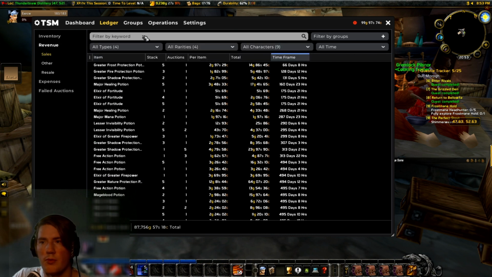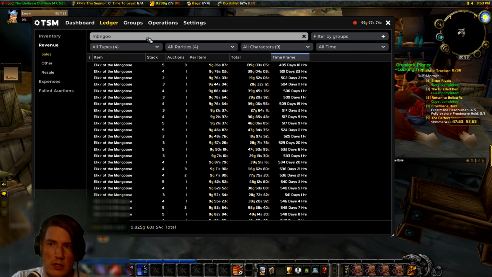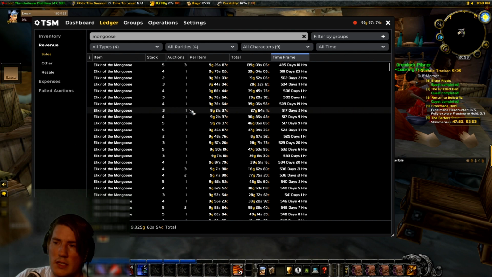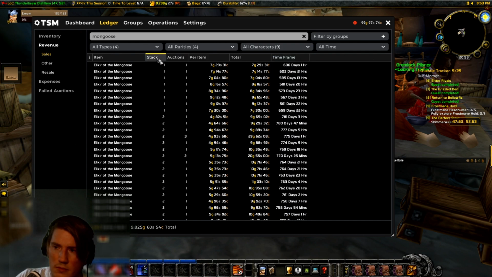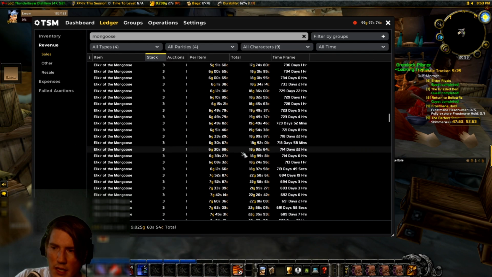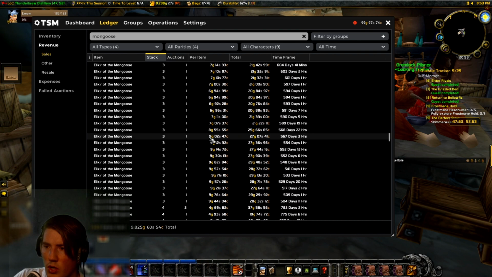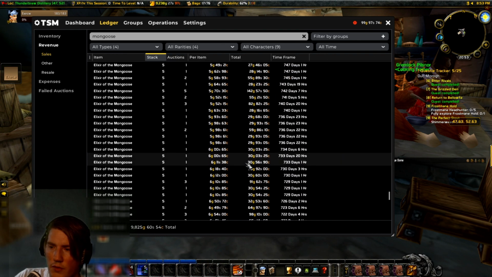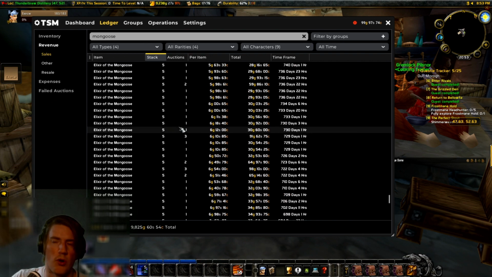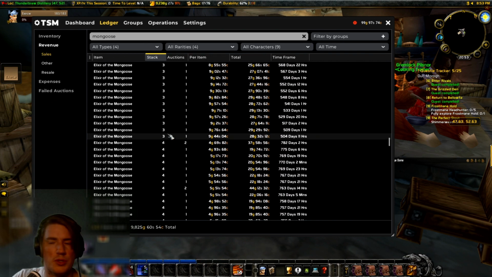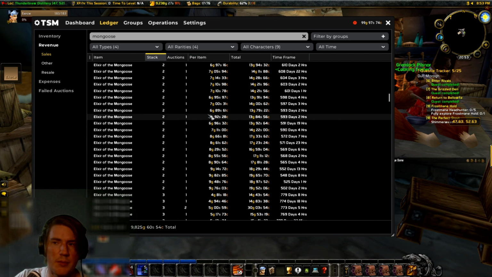You go to your revenue, and you can filter by searching for a specific item. So maybe I wanted to figure out what the best one was for Elixir of Mongoose. I could search for this, and then we could start sorting by stack size, and I could try to guesstimate, okay, it was a lot more scrolling on the 4s than on a lot of the others, so maybe I should prioritize stacks of 4 more and post slightly more of those. And that's something you can try to figure out.